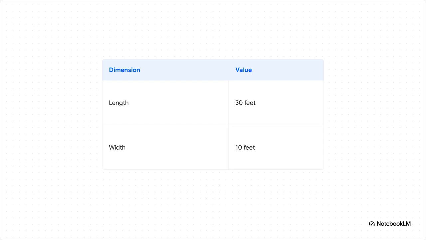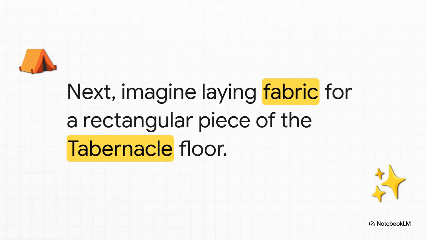The worksheet gives us the numbers to work with. The length of this section of floor is 30 feet, and the width is 10 feet. So how much space are we actually talking about here? And boom, there's our answer. We just use the formula: 30 feet times 10 feet gives us an area of 300 square feet. You see? The math is straightforward, but now it's connected to this massive, epic story. Let's move on to the next example and see how this whole thing builds.